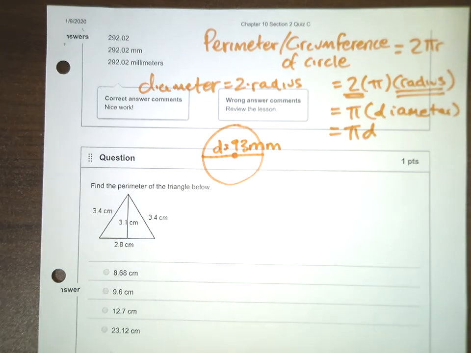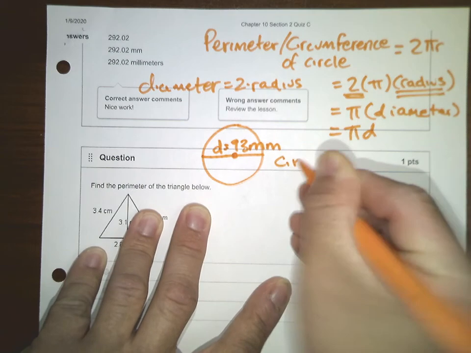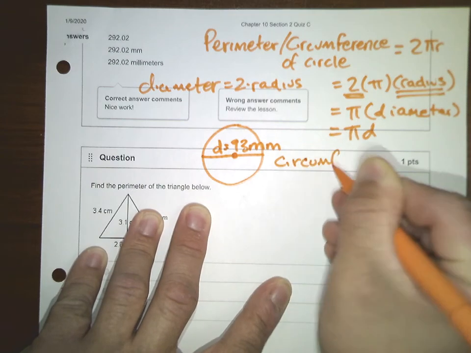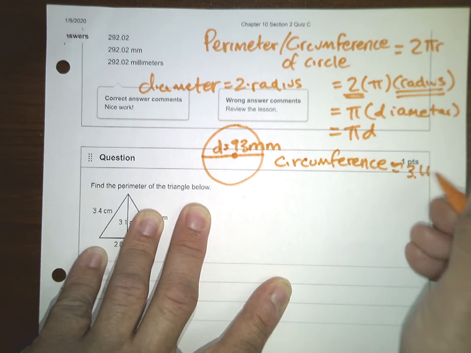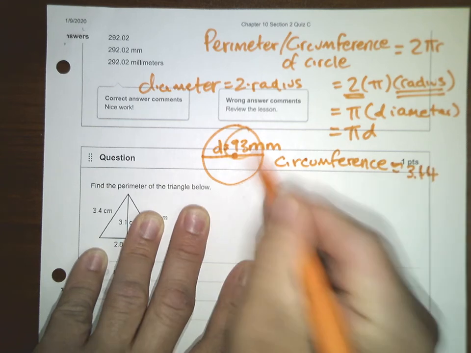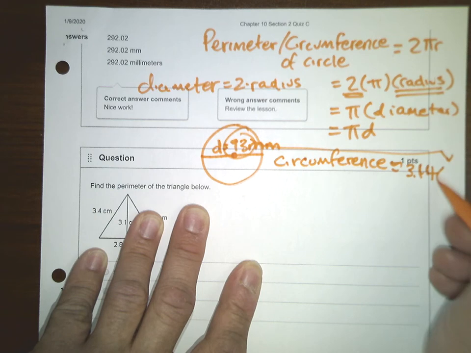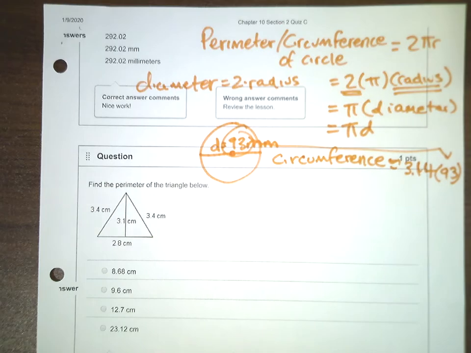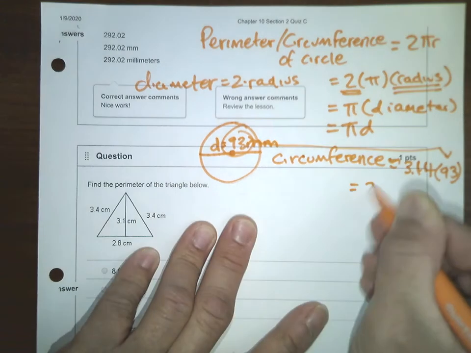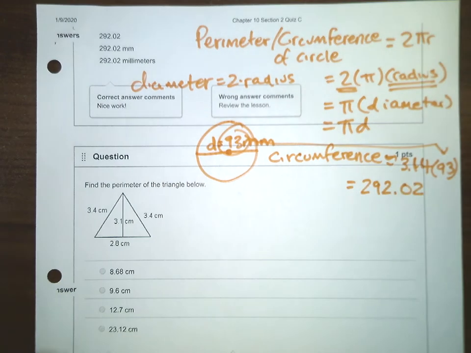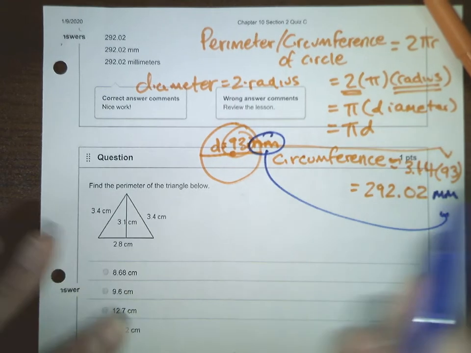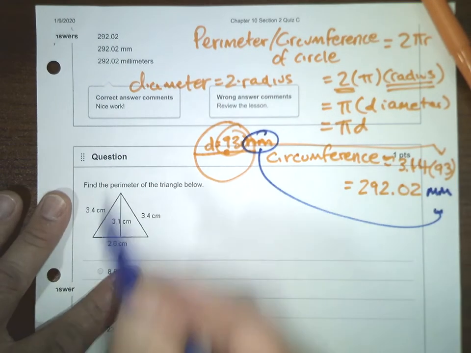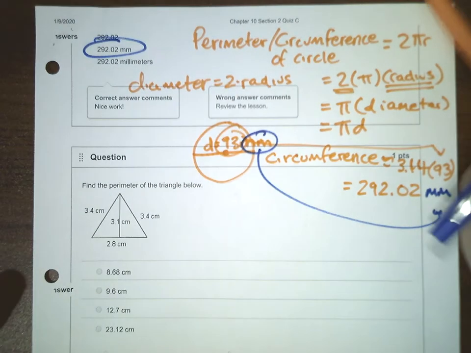So if I want the circumference, the circumference is going to be pi d, and for pi they said to use 3.14, and the diameter d was 93. So 3.14 times 93 is going to be 292.02, and remember our original units were in millimeters, so this will be 292.02 millimeters. What a time to be alive.